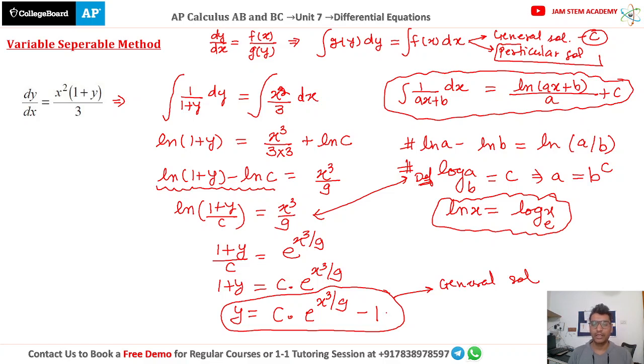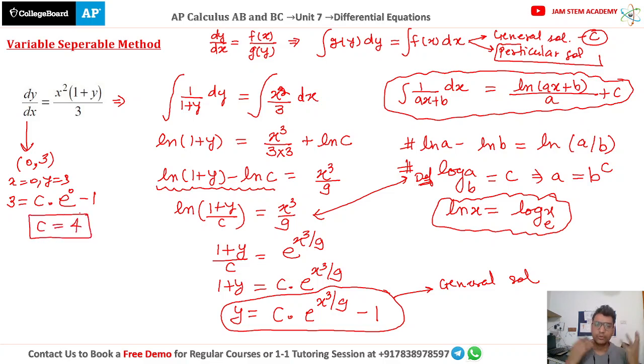Now in the same question, if the solution passes through 0 comma say 3, then what is the particular solution? So I will use the same general solution and use x equals 0 and y equals 3. So what you got? 3 in place of y is equal to c times e raised to the 0 minus 1. So what is that? That gives me c equals 4, correct?